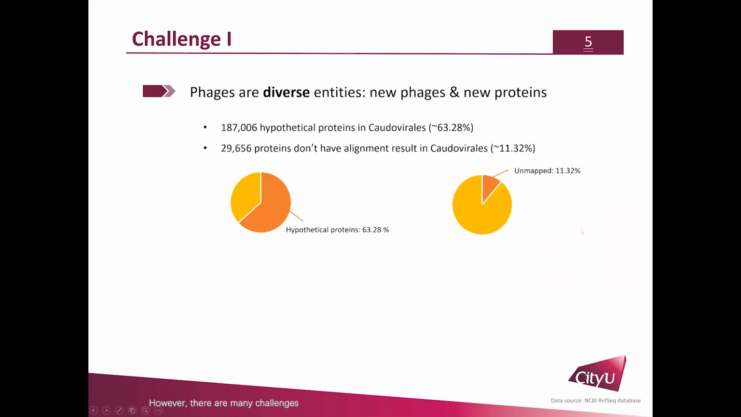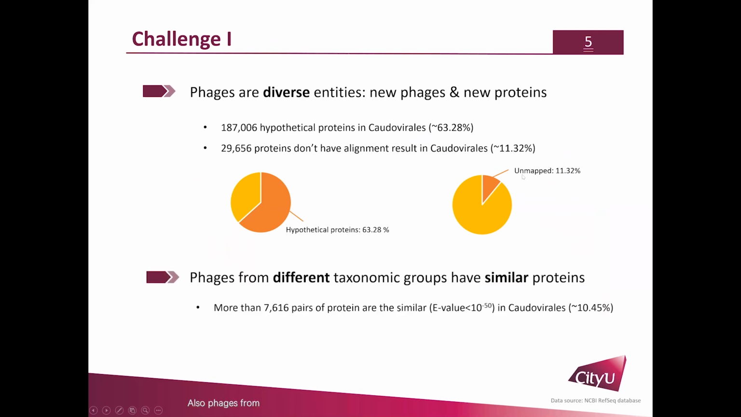However, there are many challenges for the phage classification. The first thing is, because we know phages are diverse, there are many new phages with new proteins. For example, 60% of the proteins are hypothetical proteins, which means we don't even know their functions. Over 10% proteins don't have the alignment results, which means they are totally new to the database. Also, phages from different taxonomic groups share similar proteins, and this will be a hard case for the classification tools to separate them.